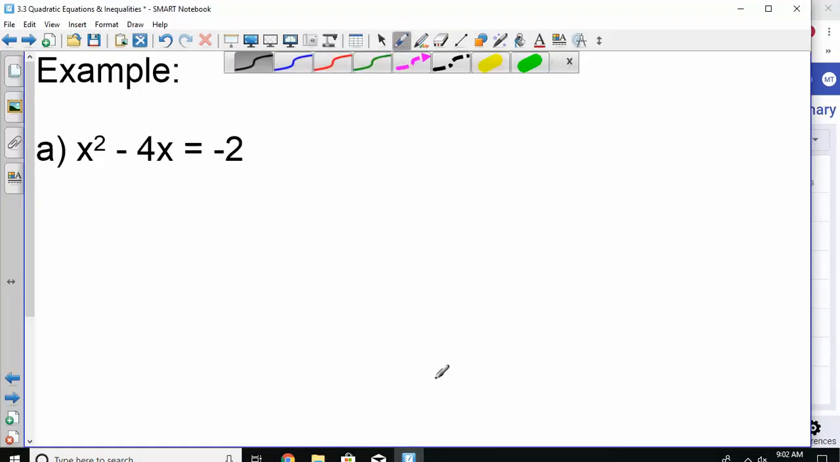So, in order to use the quadratic formula, you first have to rewrite it so that it is equal to 0. So, what would we do? Add 2.